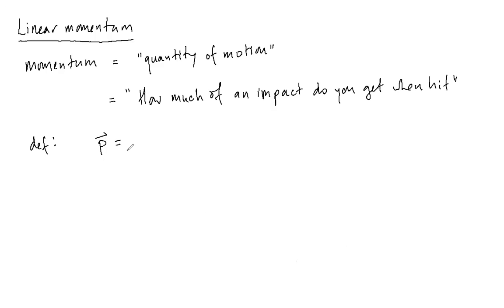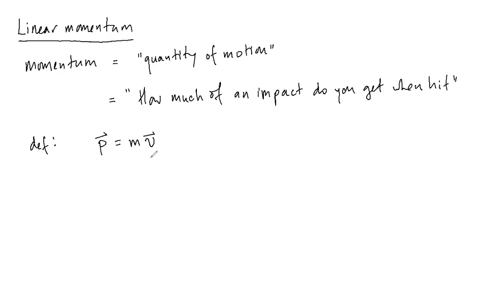It is a vector quantity, so I draw it with a little arrow on top, and it is defined as the mass of the object times the velocity. So if you have a more massive object moving faster, it's going to have a bigger impact on you if it hits you. You'd say that this object has a higher quantity of motion.